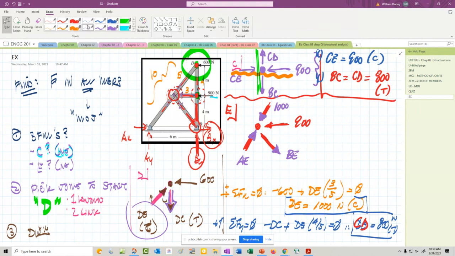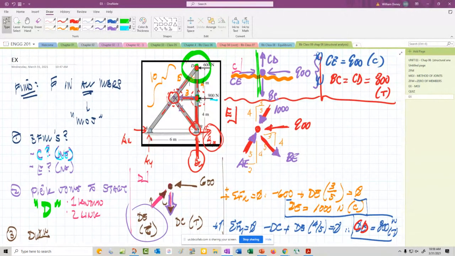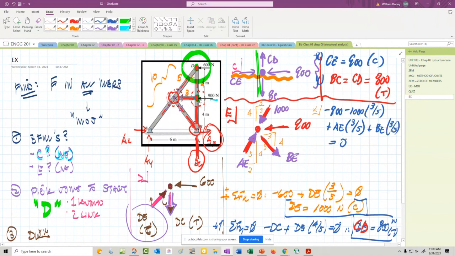All right, a little messier as far as solving this because of the angles. But we'll still have our 3, 4, 5 here. We have our 3, 4, 5 here. This ends up being just the upside down of a 3, 4, 5. And that one's horizontal. So we can use all those little triangles instead of knowing the angle. Now, if you're more of an angle person and would rather use sine and cosine, that's fine. I just try to reduce the amount of math I have to do because of making mistakes. All right, X direction. Let's see if we can do this with the little room we have here. Minus 900 minus 1,000 times 3/5 plus AE 3/5 plus BE 3/5 equals 0.